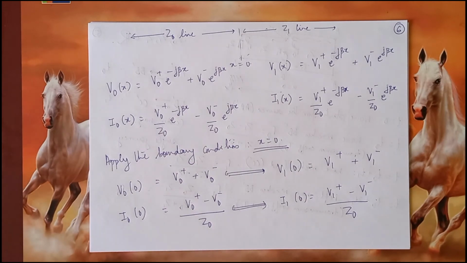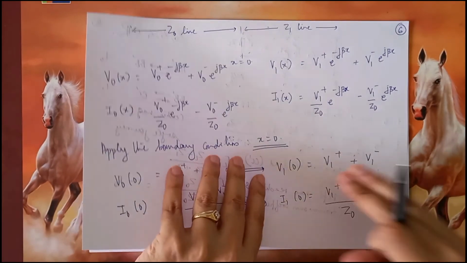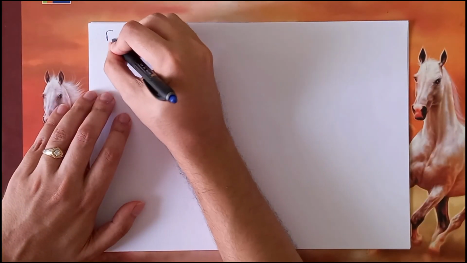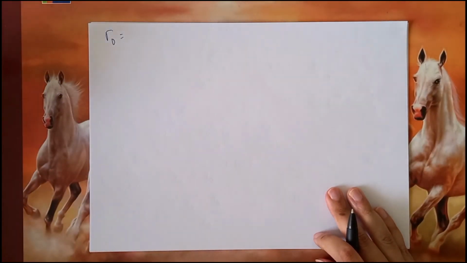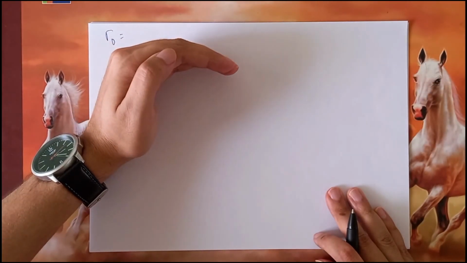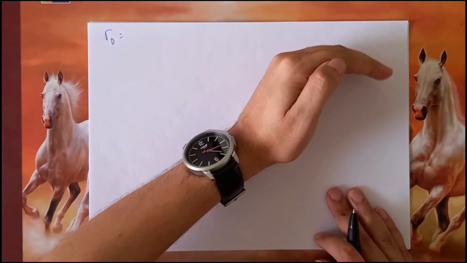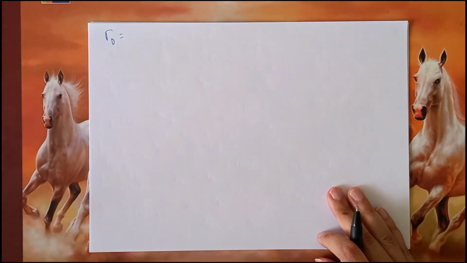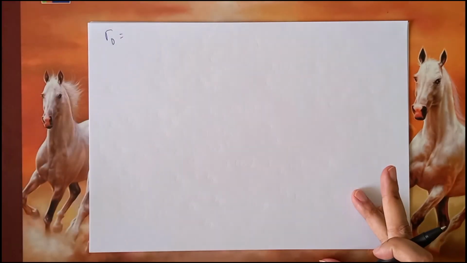So, having said this, let us define gamma 0. Gamma 0 is what? The reflection coefficient of the forward wave when it is trying to cross from the Z0 line into the Z1 line. So therefore, the reflection coefficient gamma 0 would be what? V0 minus divided by V0 plus.